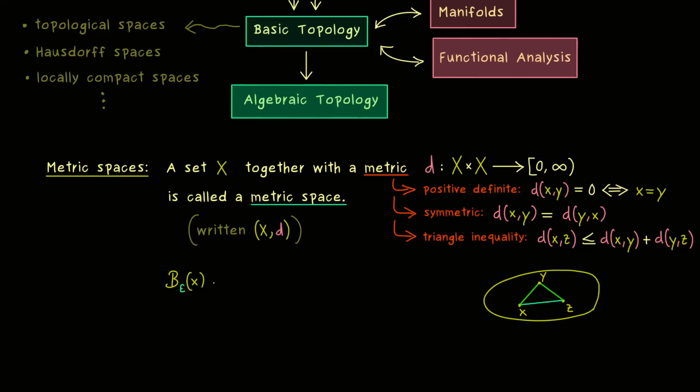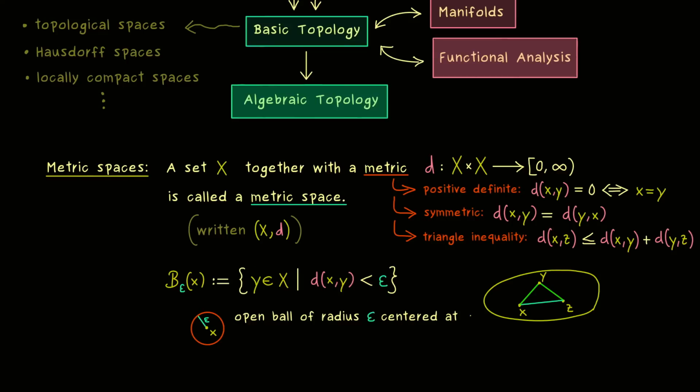For example, you might know the open epsilon ball around a point x. This is quite simple because you just take all the points y in the set that have a distance less than epsilon. And therefore you just say you have a ball with radius epsilon. And in the formula this would mean that we have d(x,y) less than epsilon. In short, we just call it an open epsilon ball, but if you want to be precise, you can say it's the open ball of radius epsilon centered at x.